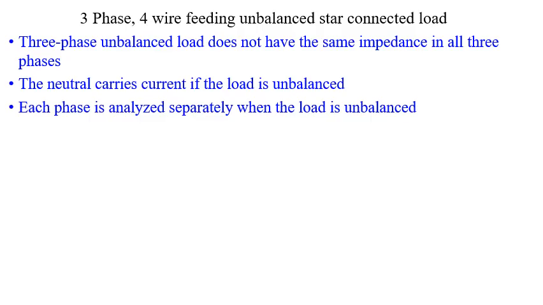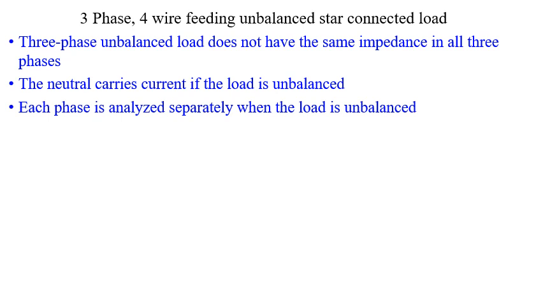So with the three-phase four-wire feeding unbalanced star connected load, the three phases are unbalanced and they do not have the same impedances in all the branches. They do not have the same impedance. So because of this, there is always a neutral wire connected in the middle.